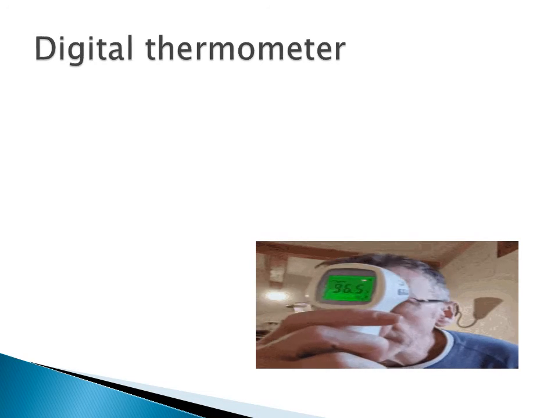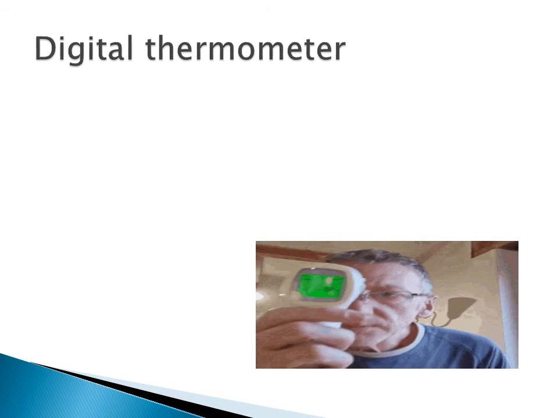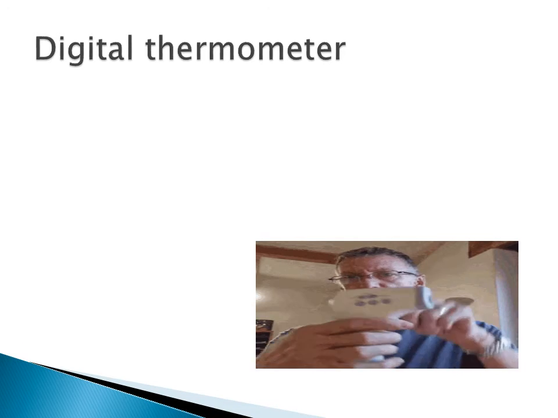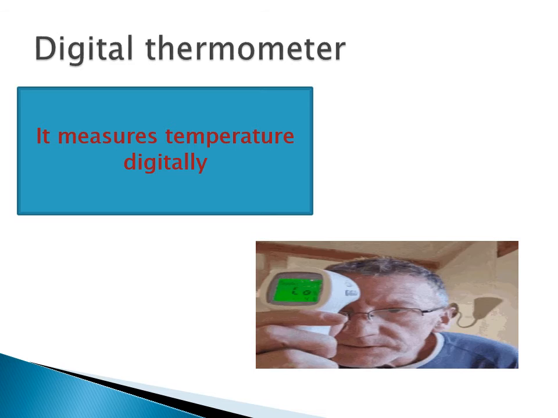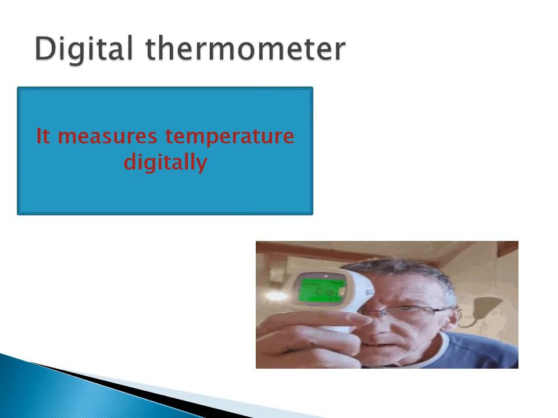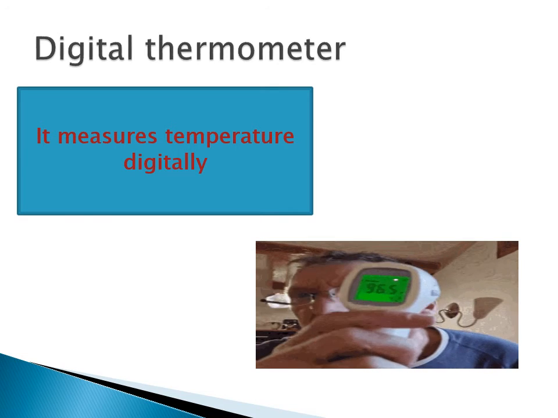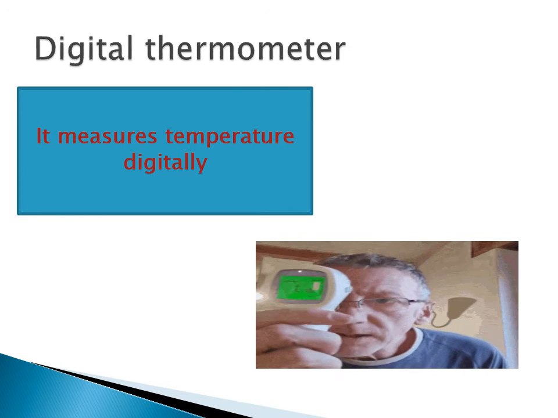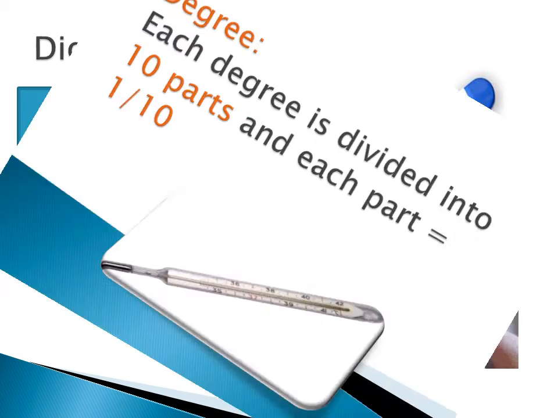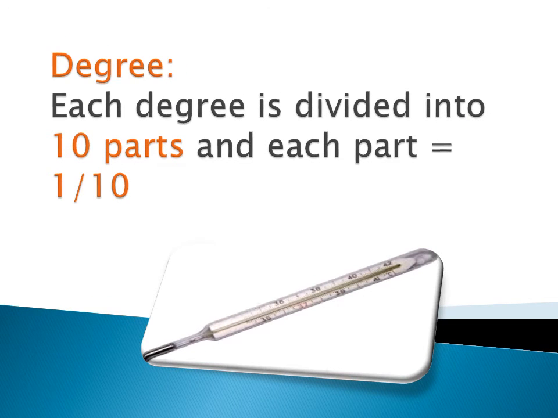There is another type of medical thermometer, the digital thermometer, which can measure the temperature digitally. You bring it close to your forehead or your ears and it measures the temperature digitally. Each degree in the medical thermometer is divided into 10 parts and each part equals 1/10.